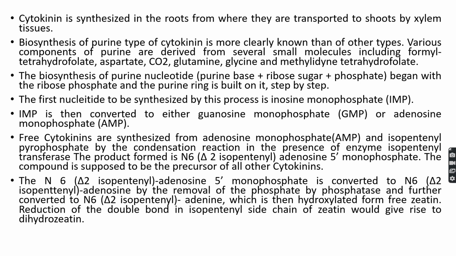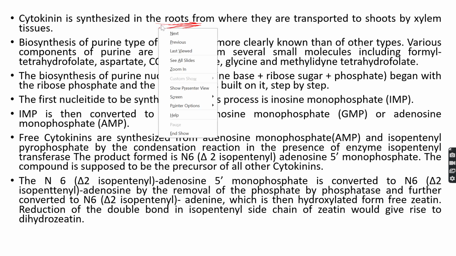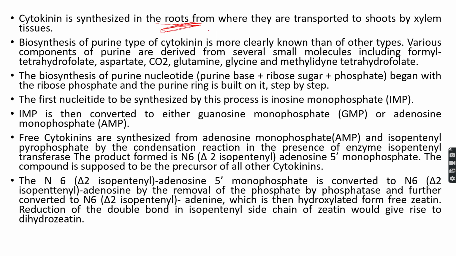So cytokinin is synthesized in roots. This is a very important question, that where the cytokinin is being synthesized, and it is basically the roots, where they are transported to shoots through xylem. The biosynthesis of purine type cytokinin is more clearly known than other types.